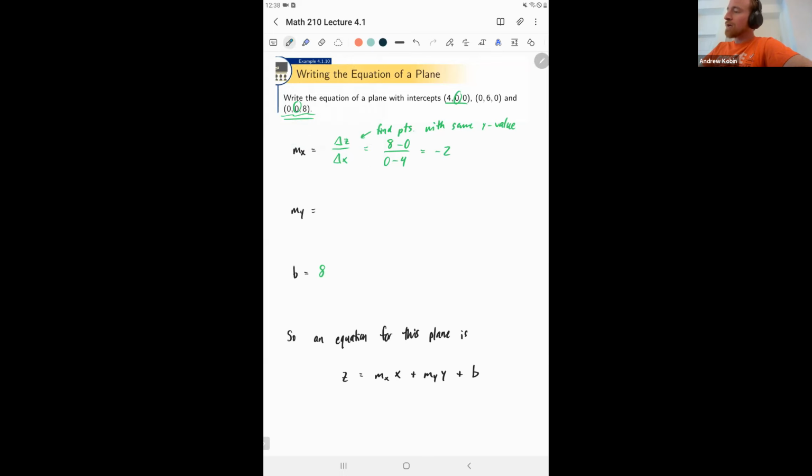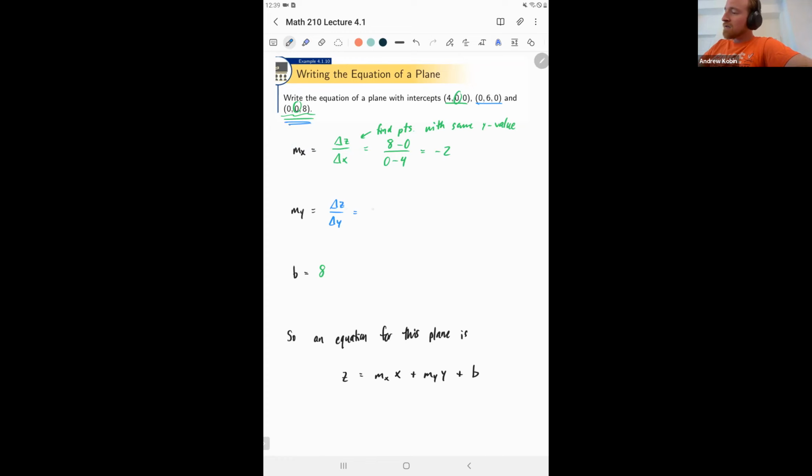I'll switch back to that blue color so I can highlight some different points. To compute the y slope, I want, again, the rise to be change in z, but the run to be a change in y. And for this one, I want to find 2 points with the same x value, just like we did for the same y value previously. 2 points with the same x value. Well, that looks like the middle point we haven't used yet, and the last point, which shows up in all of these computations. Maybe there's a reason for that.